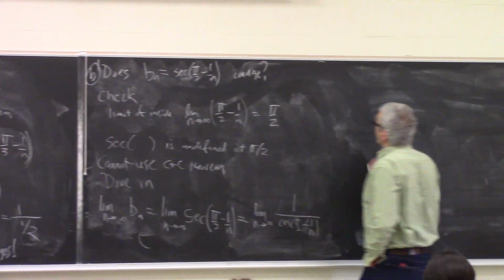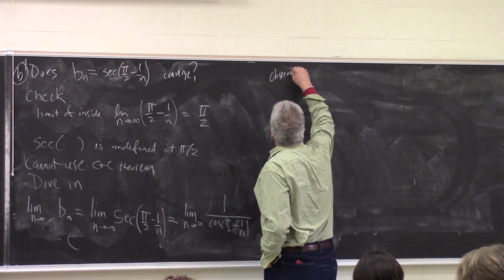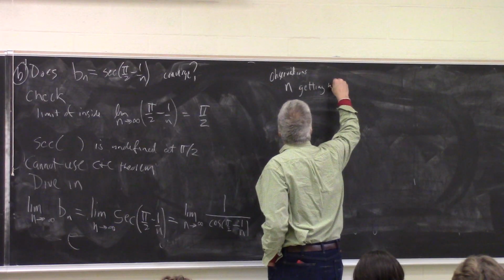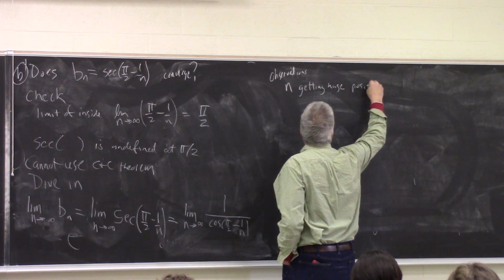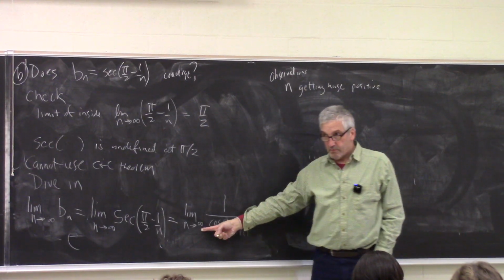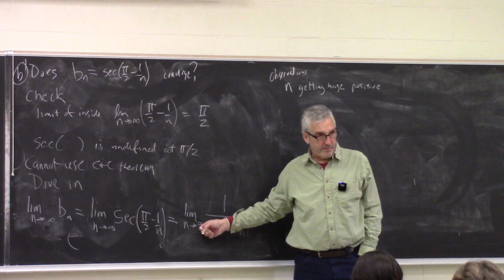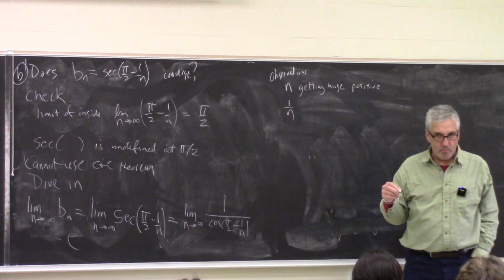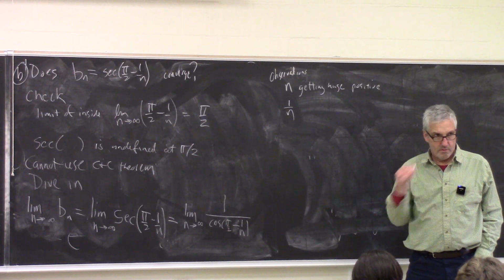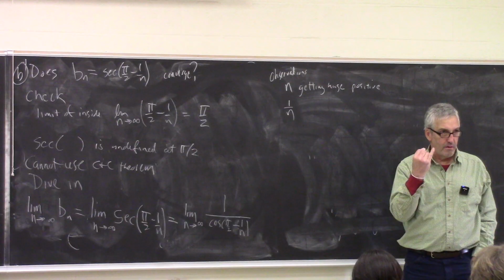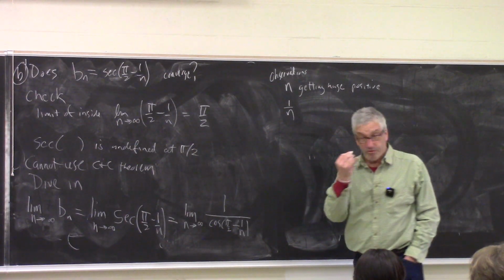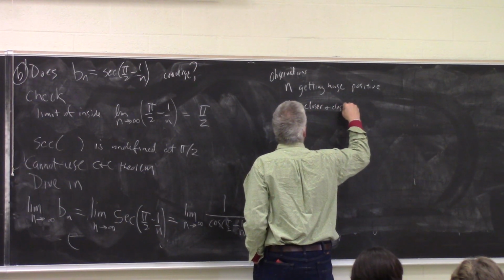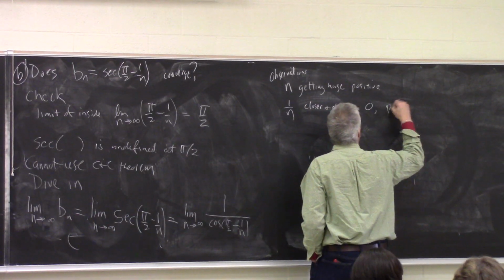Well, let's just make some observations. So n is getting huge and positive, because that's what this symbol means. Imagine what happens to this when n gets more and more positive. So what about 1 over n? Who wants to describe what's happening to 1 over n? It's approaching 0. And positive. That's crucial. Closer and closer to 0, but positive.